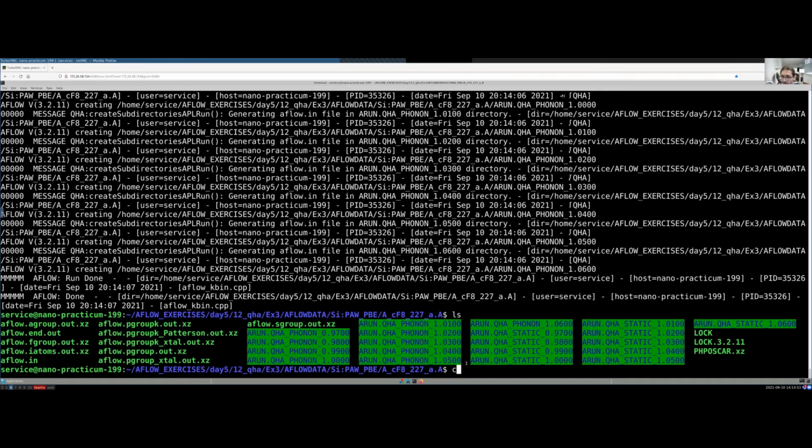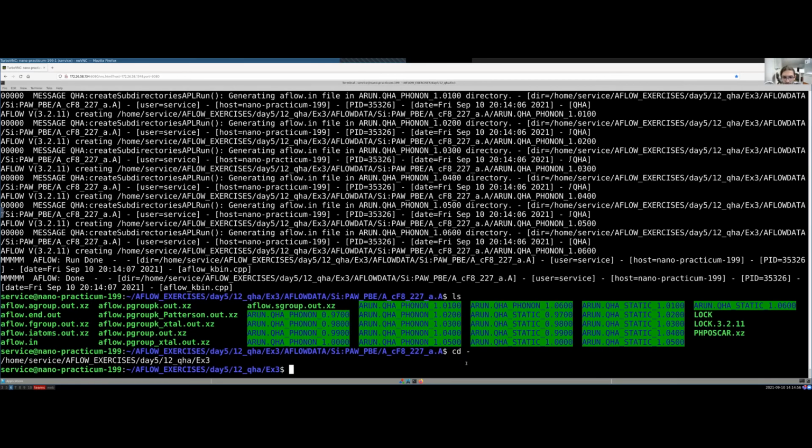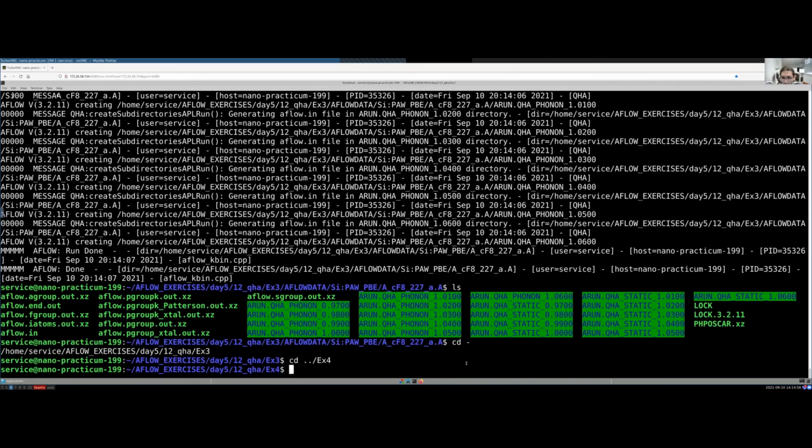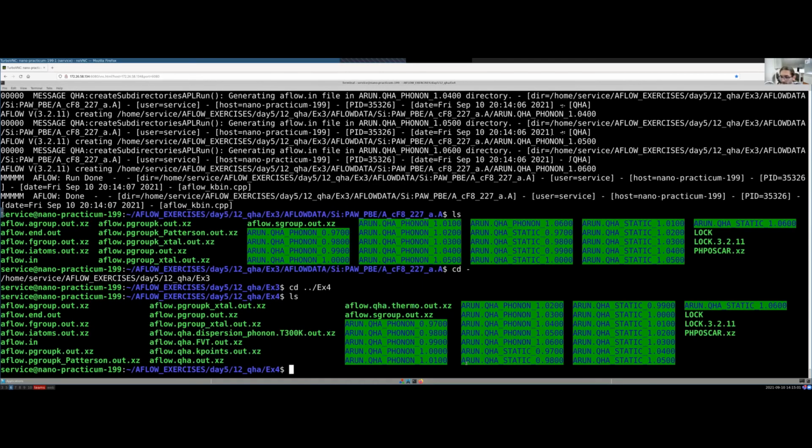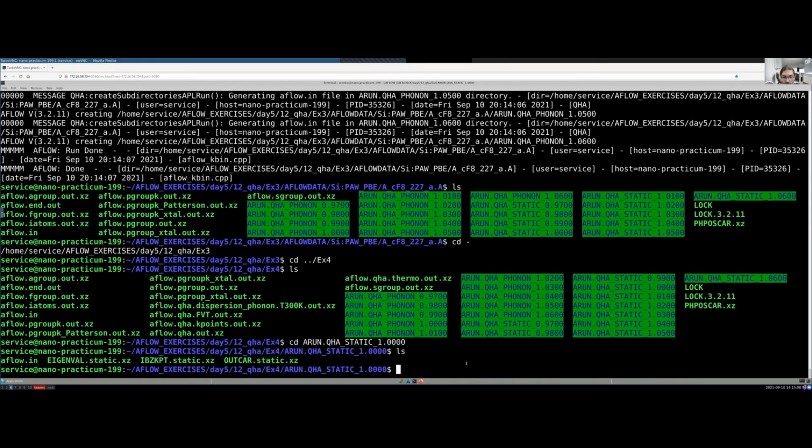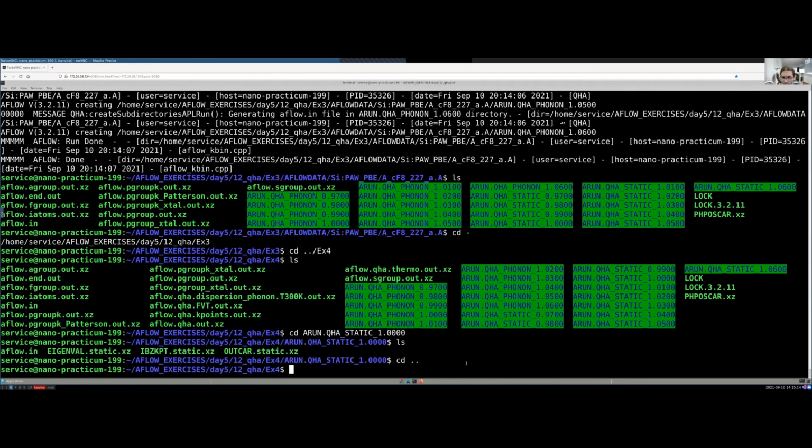And I have this data pre-calculated for you. So if we go to exercise 4, for example, in the static directory for the equilibrium volume, we have all of the OUTCAR, input files, EIGENVAL, everything we need. And in this step, you run the AFLOW generate AFLOW in only command. I will not run it because it takes a bit of time. So to save time, I have already done this.